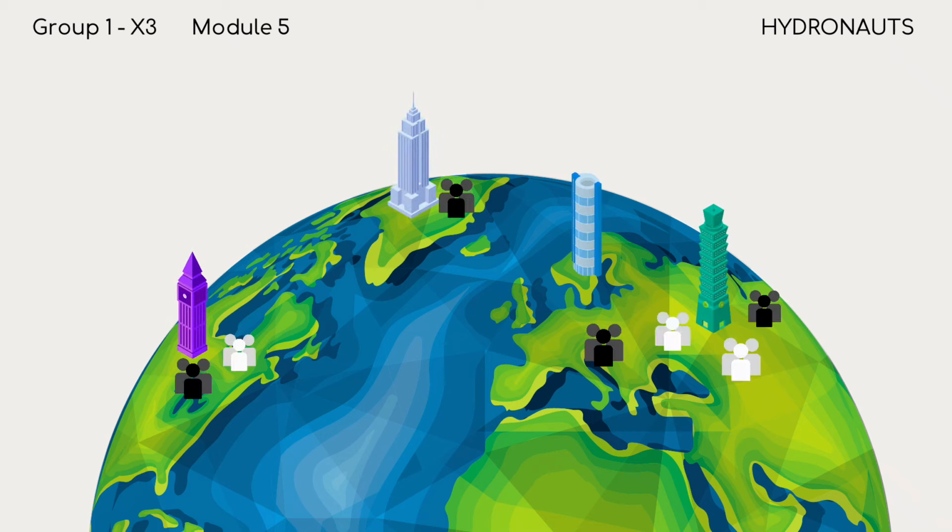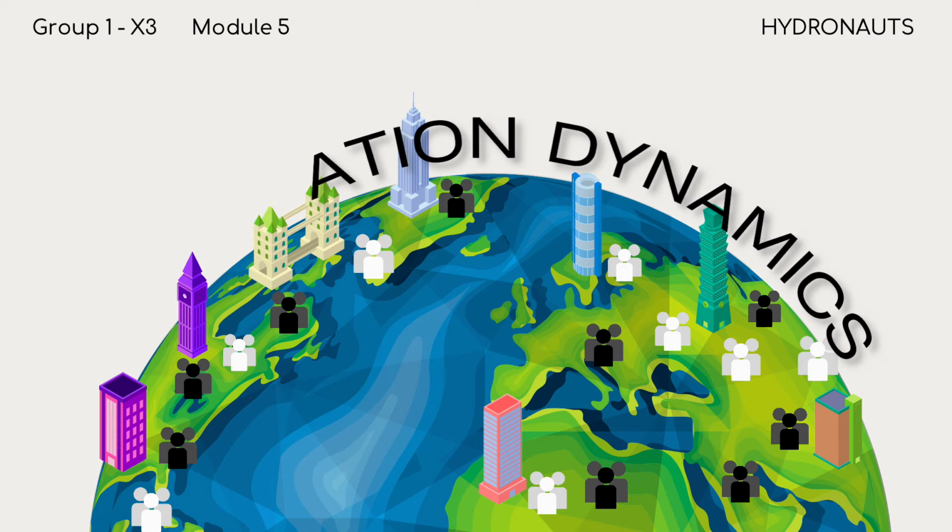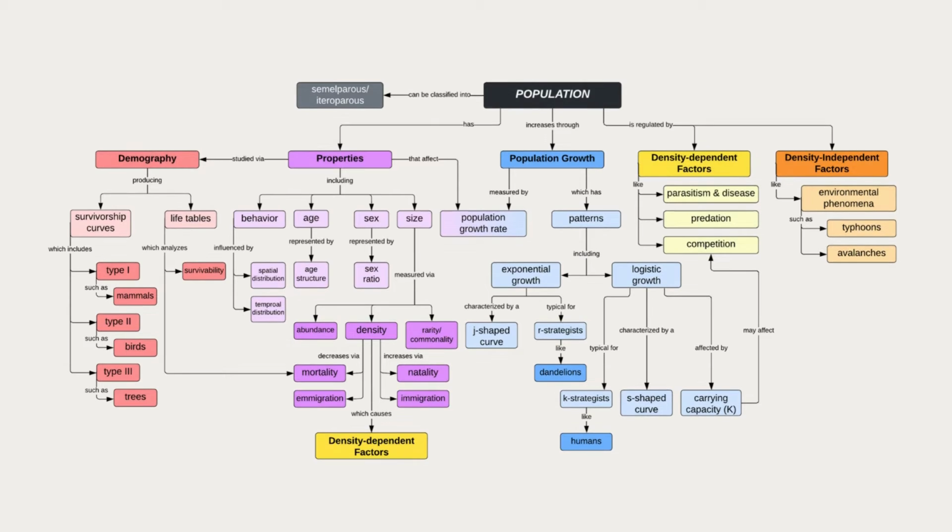Good day. The Hydronauts are here to present our mind map discussing the important concepts revolving around population dynamics. Through this figure, we ought to develop our understanding of how populations function. Let's begin with defining what a population is. Population pertains to the group of individuals of a single species inhabiting a specific area at the same time.